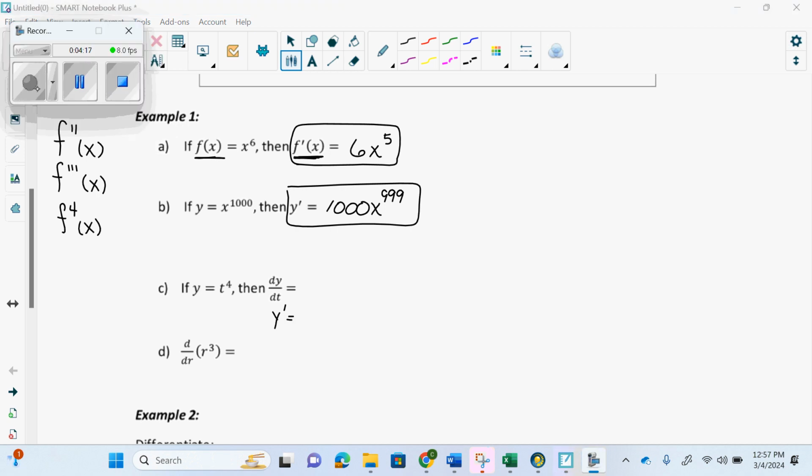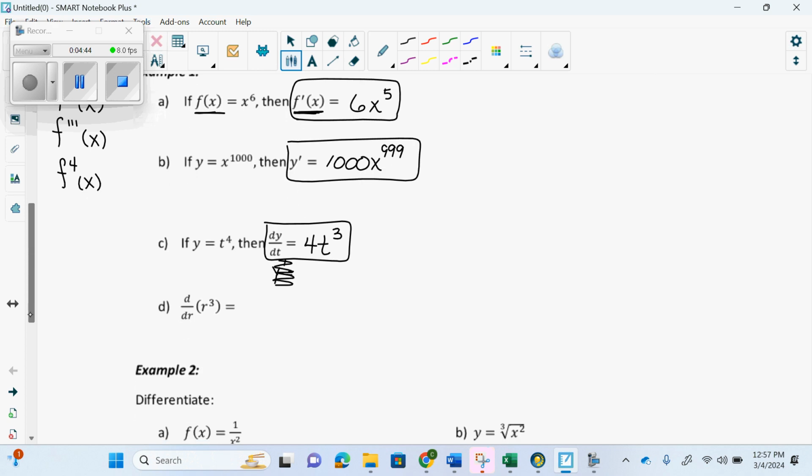Dy over dt means the derivative of y with respect to t, because t is the variable they used. If this was an x, it would be dy over dx. Okay? So, what's the derivative of t to the 4? 4t to the 3. Done.